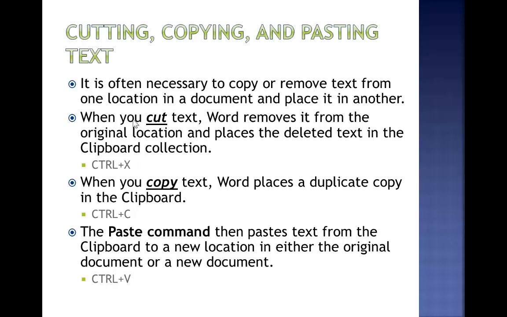Next, we're going to talk about cutting, copying, and pasting text. Much of this you'll already know. It's very important that you know what the shortcuts are, and they're located here in gray. Okay, so it's often necessary to copy or remove text from one location in a document and place it in another. When you cut text, Word removes it from the original location and places the deleted text in the clipboard collection. And to cut, that's Control X if you want to use the shortcut. When you copy text, Word places a duplicate copy in the clipboard, that's Control C, and the paste command then pastes text from the clipboard to a new location in either the original document or in a new document.